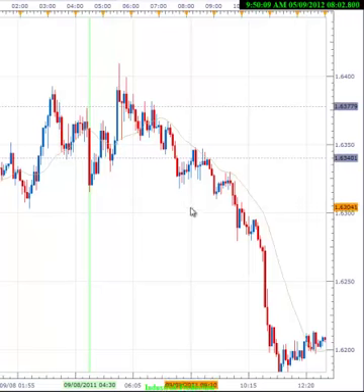So the idea is simple: you plot support and resistance before the news. You use the news candle to trade off those support and resistance areas in the direction of the news.